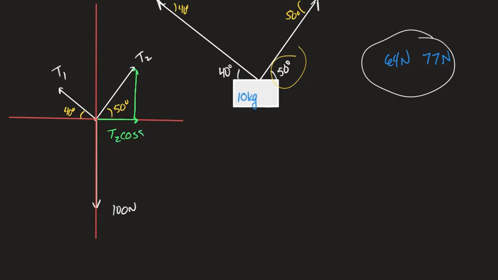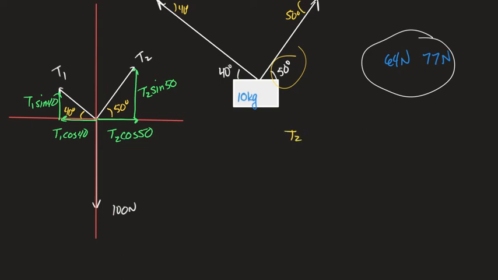So T2 cosine 50 and T2 sine 50. Any issue there? So similarly, components on this side with T1 cosine 40 and T1 sine 40. Is that good for you guys? All right, net force equals 0. So the amount of force on the left and right have to be summed to be 0, or they have to be equal to each other.